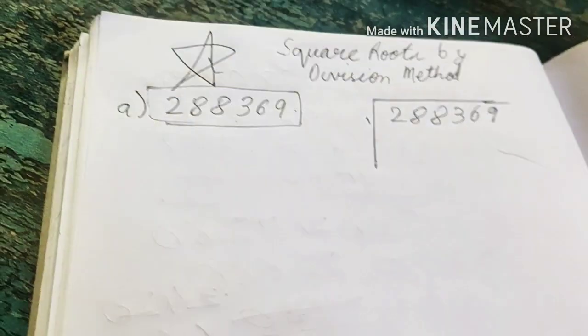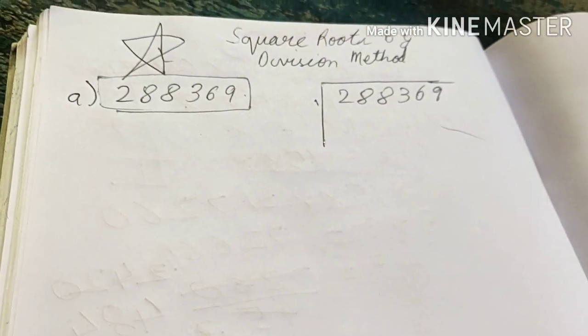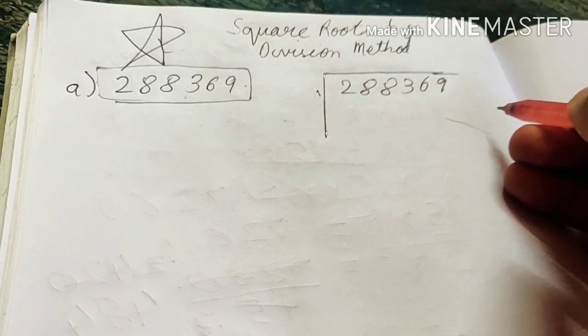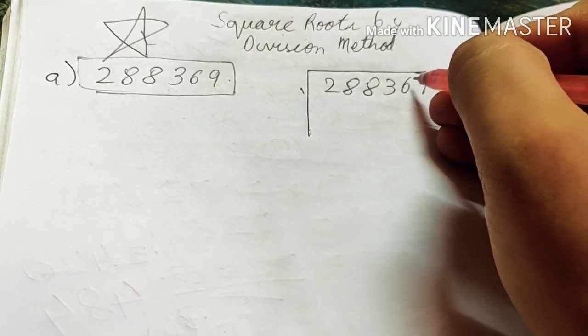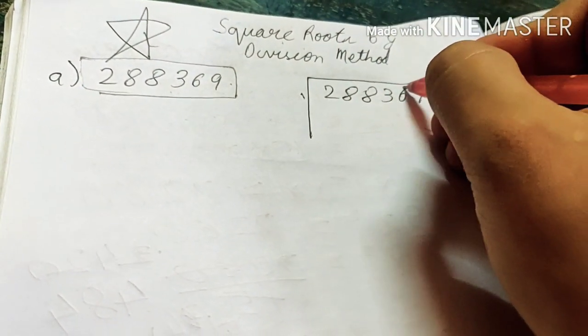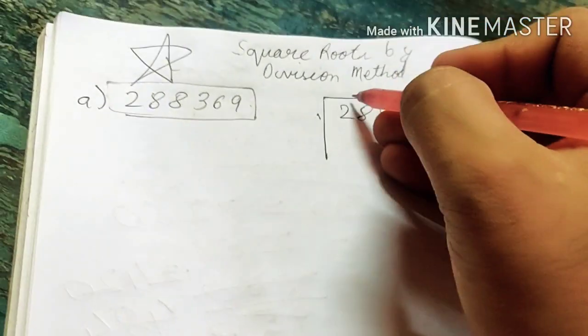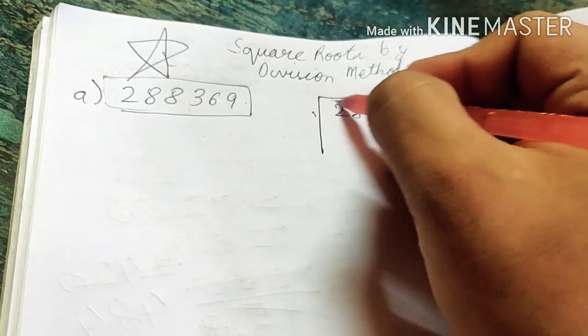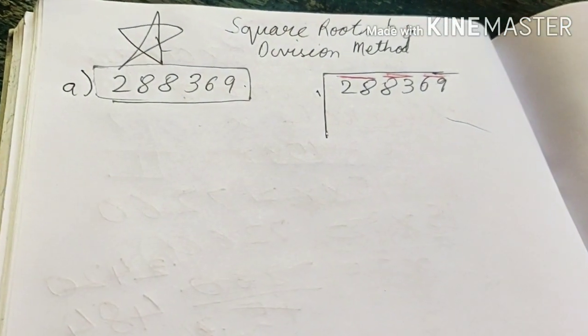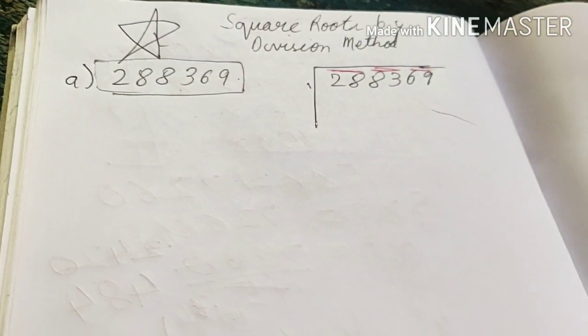The first thing that we have to do is to make pairs from the back, pairs of two digits. So the first pair is this, the second pair is this, and the third pair is this. And now we will start solving using the pairs.